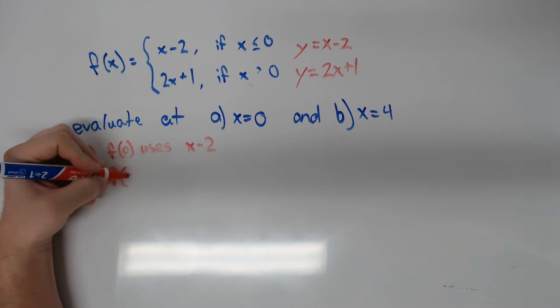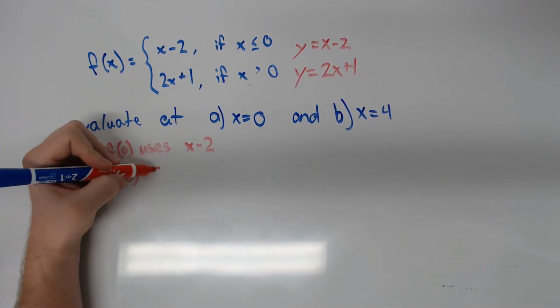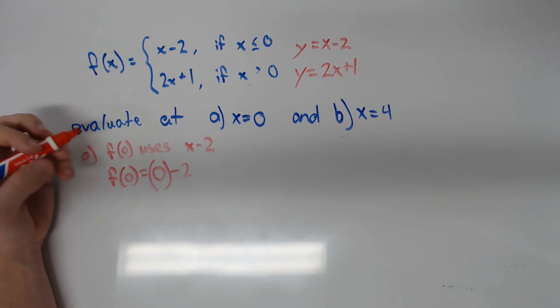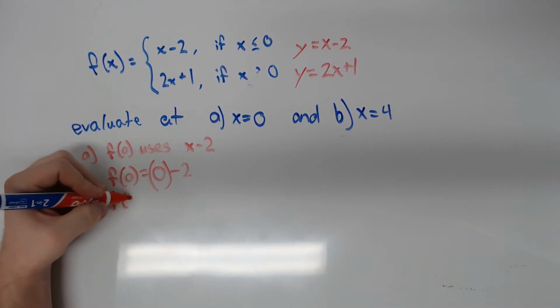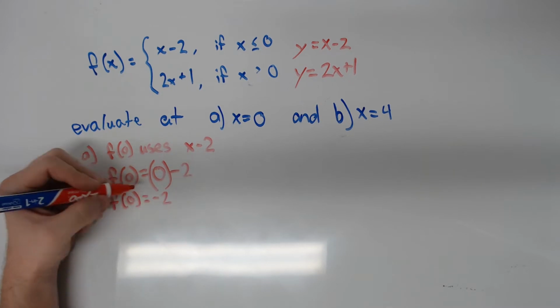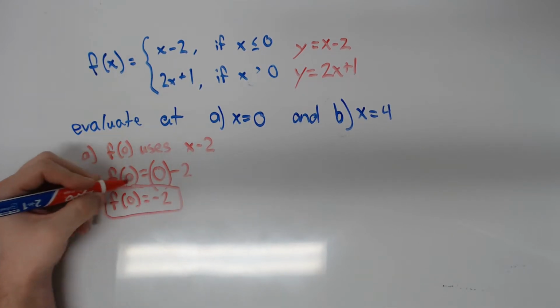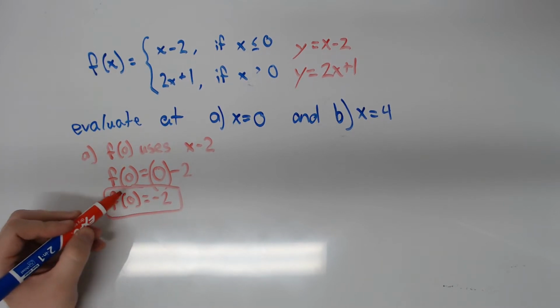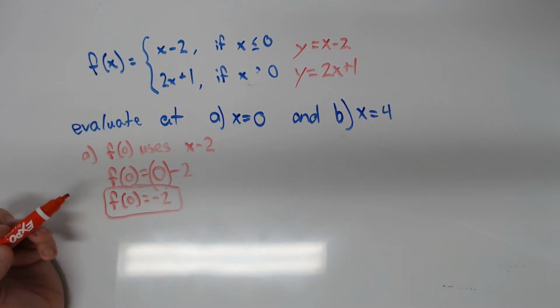So now we plug it in. f of 0 equals 0 minus 2. 0 is what got plugged in for x. 0 minus 2 is just negative 2. So this is the solution. The function at 0 is negative 2. When we plug 0 into the function, we get negative 2.